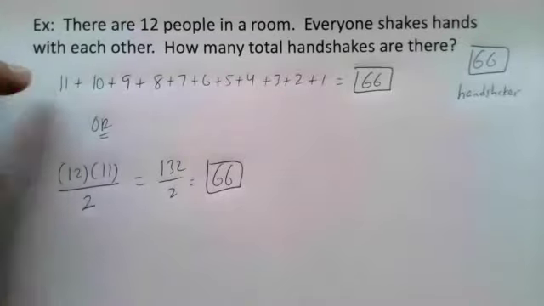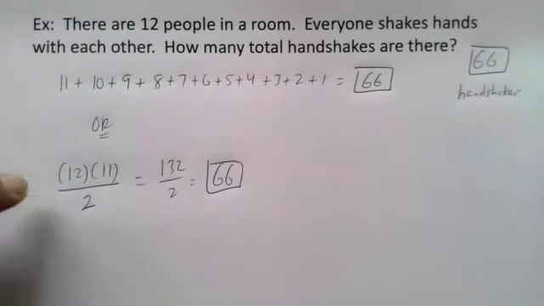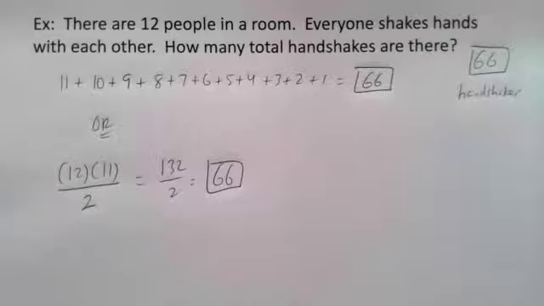Which way do you want to do it? It's up to you, but I think this way is more efficient. I think this way is better. Because once again, what if I had 100 people in the room? What if I had 1,000 people in the room? What if I had 1,000,000 people in the room? This is going to get out of control real fast. But this is always a simple multiply and then a divide by two, and you get the right answer pretty quick.